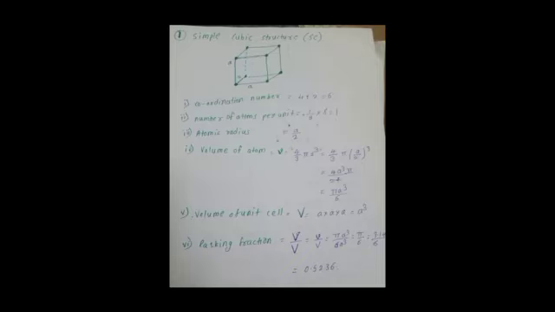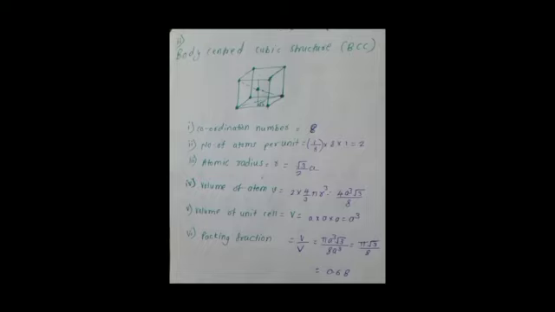Then next point is the volume of atom. v is equal to 4 pi r cube upon 3, equal to pi a cube upon 6. Next is the volume of unit cell. Capital V is equal to a cube. Then next is the packing fraction. Packing fraction formula is the volume of atoms per unit cell upon the volume of the unit cell. So pi a cube upon 6 a cube, a cube cancels, then pi upon 6. Answer is 0.5236.